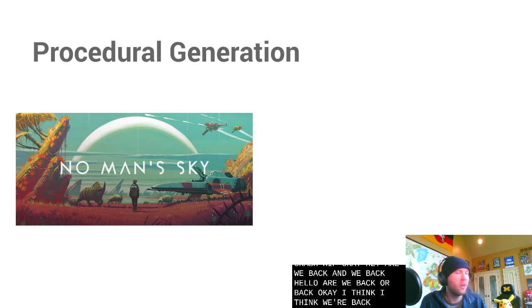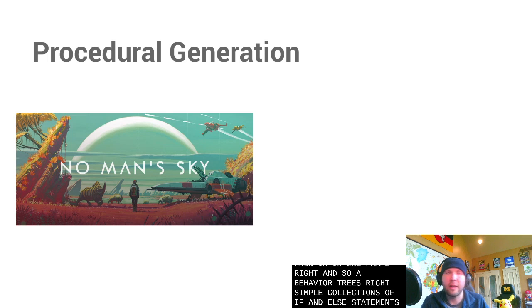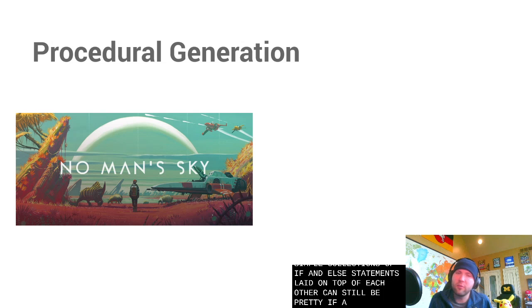Okay, so the Street Fighter. I think the Street Fighter GIF killed us back there. That game does in fact cheat, like many fighting games do. It reads your inputs and probabilistically decides whether it wants to block, in one frame. And so behavior trees: simple collections of if and else statements layered on top of each other can still be pretty effective.